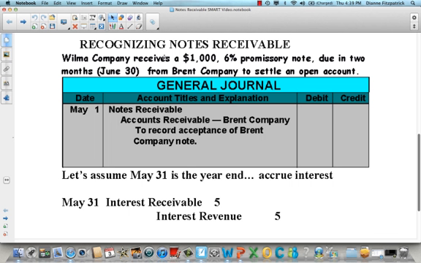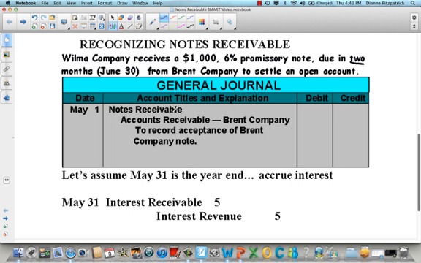So recognizing a notes receivable, let's look at this. Wilma Company receives a $1,000 6% promissory note due in 2 months from Bent Company to settle an open account. So let's talk about this.